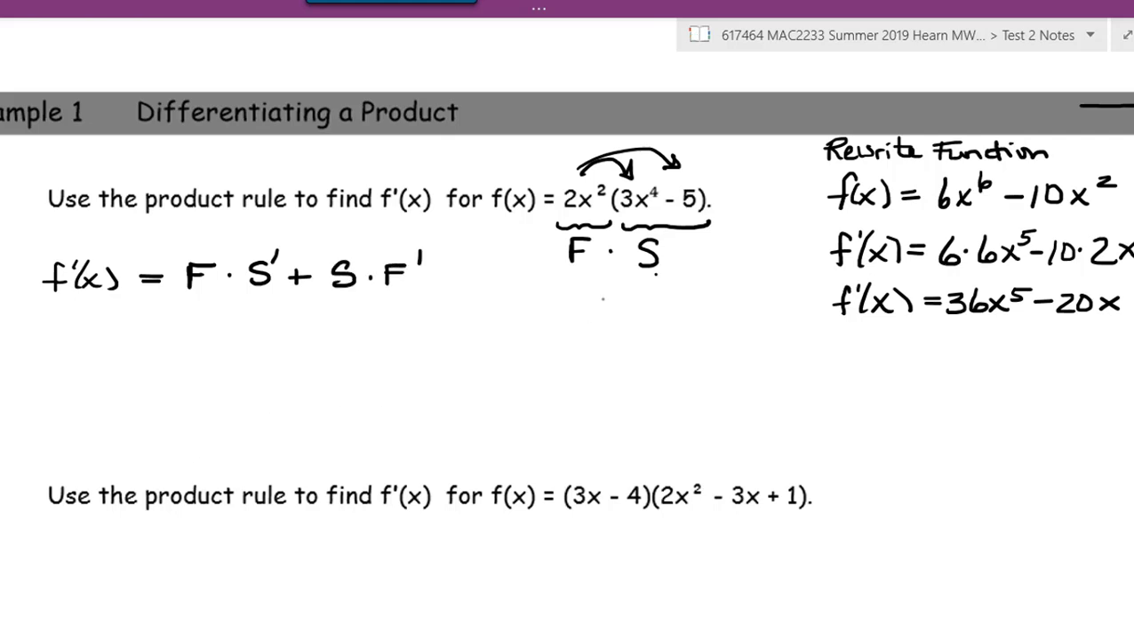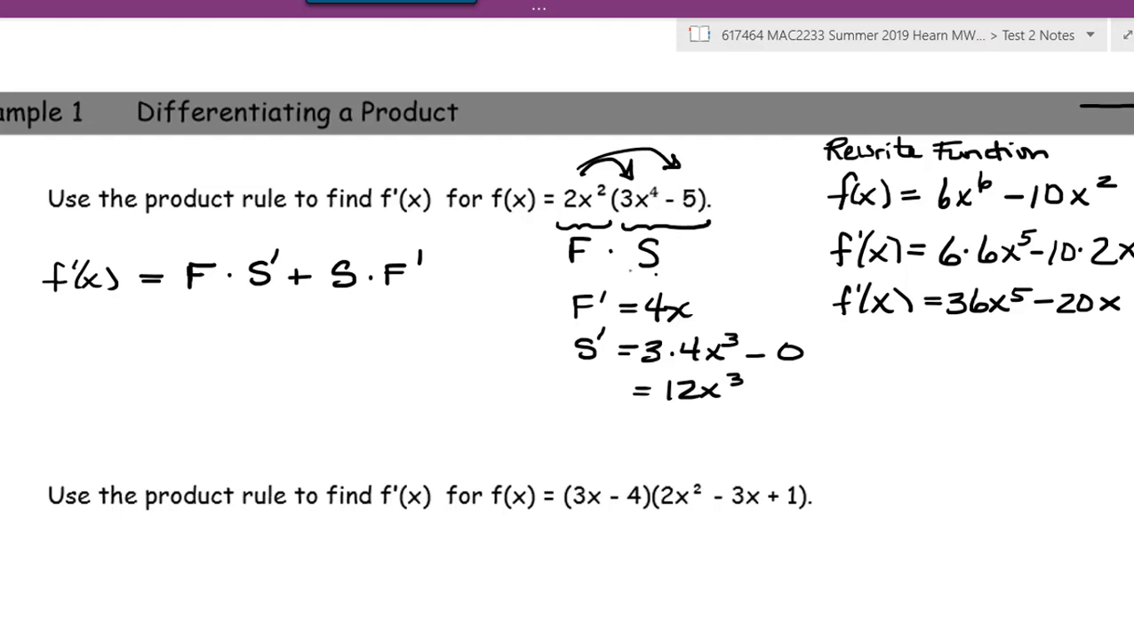Off to the side, I'm going to write down the derivatives. The derivative of 2x squared is 4x. And the derivative of the second function, 3x to the fourth minus 5, is 3 times 4x cubed minus 0, or in other words, 12x cubed.